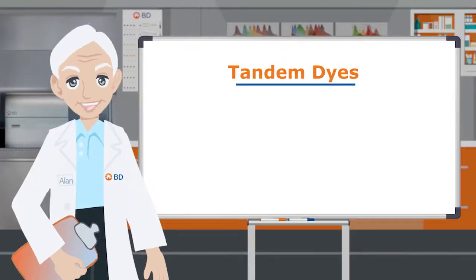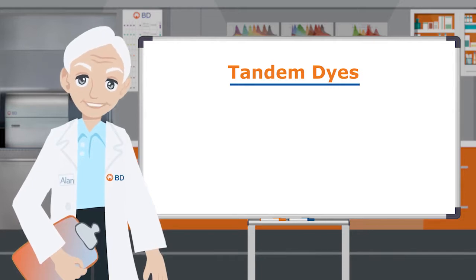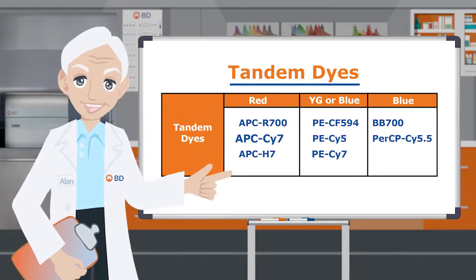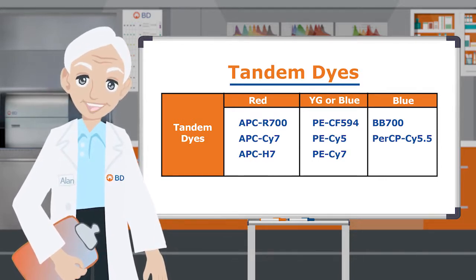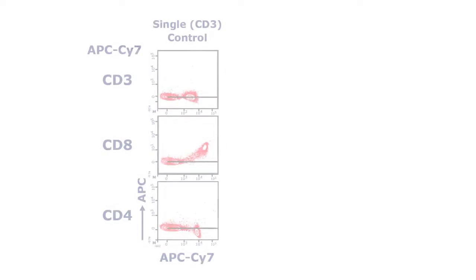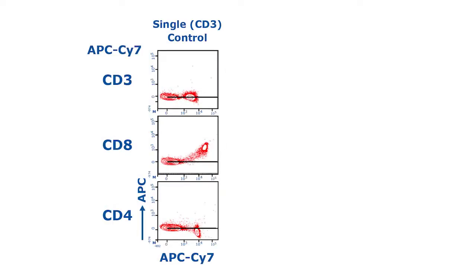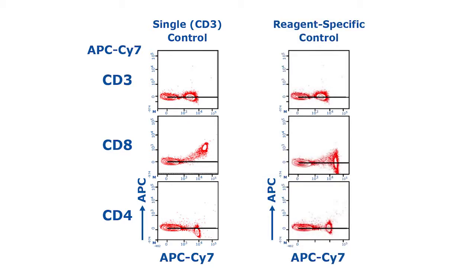The second related principle pertains to tandem dyes, such as PE-Cy7 and APC-Cy7, for which spillover properties may change when the same tandem dye is conjugated to different markers. In this example, the spillover values, calculated using the CD3 APC-Cy7 single stain control, are not accurate for the CD8 or CD4 APC-Cy7. In these cases, it's important to use reagent-specific compensation controls as shown in the right column.